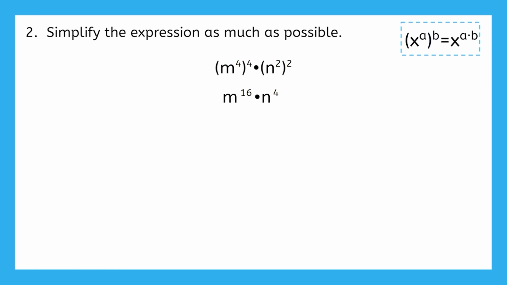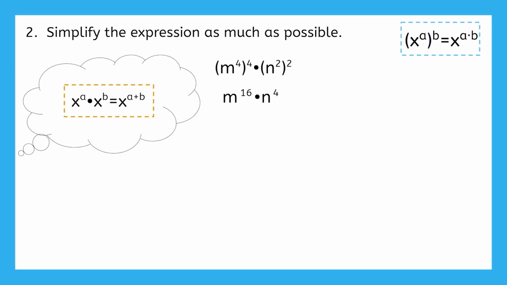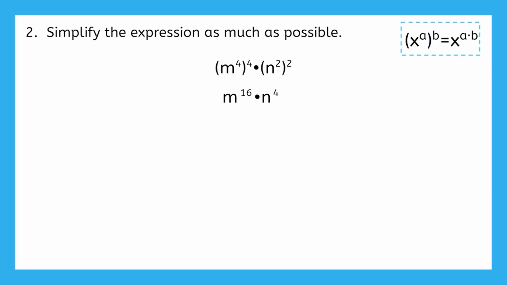These simplified components are being multiplied, which makes me think about the product of powers property. Can we use that property here? To use the product of powers property, each component needs to have the same base. These bases, m and n, are different. So there's nothing else to simplify other than rewriting this without the multiplication dot as m to the power of 16, n to the power of 4.